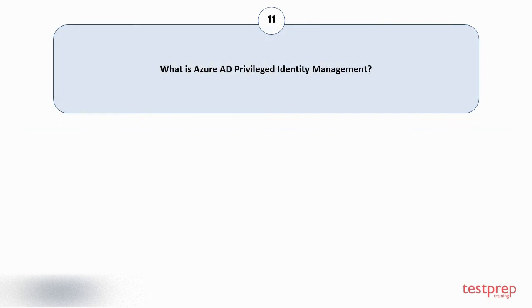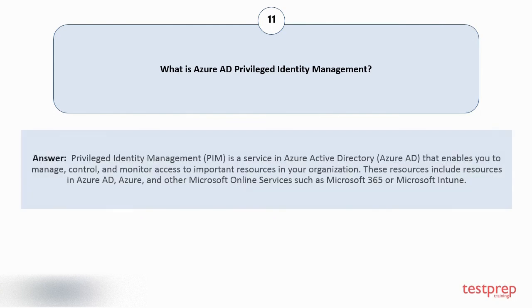Question number 11, what is Azure AD Privileged Identity Management? Your answer is: Privileged Identity Management is a service in Azure Active Directory that enables you to manage, control, and monitor access to important resources in your organization. These resources include resources in Azure AD, Azure, and other Microsoft Online services such as Microsoft 365 or Microsoft Intune.